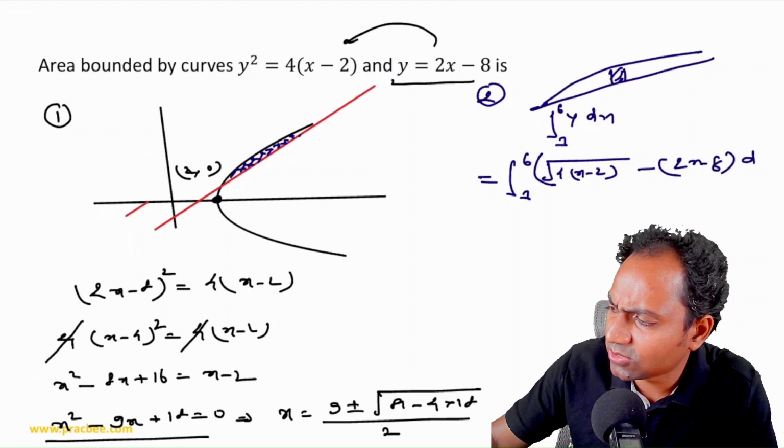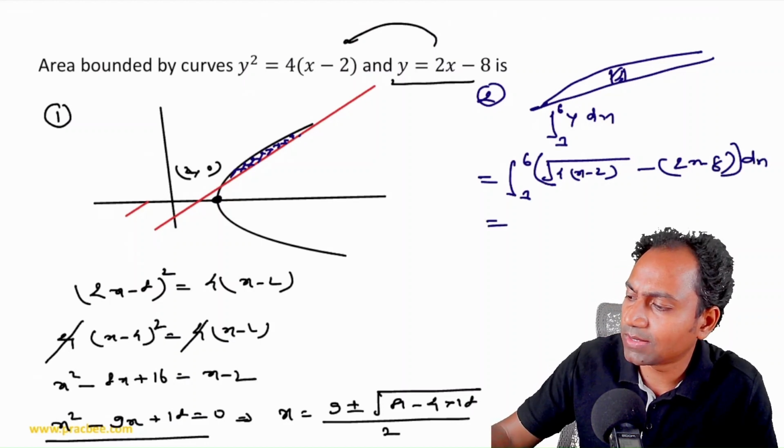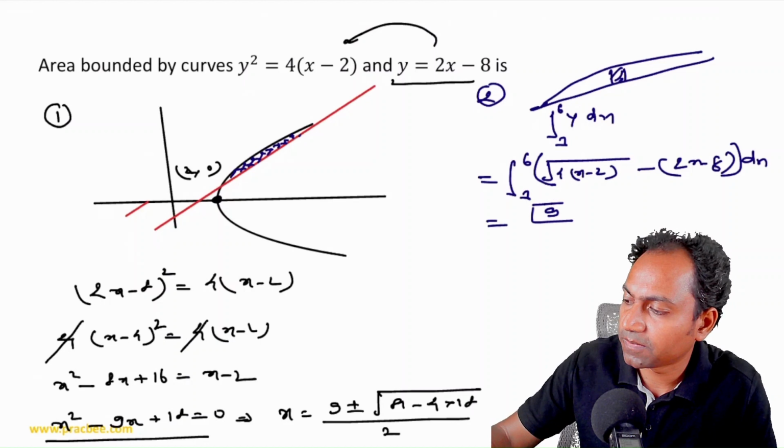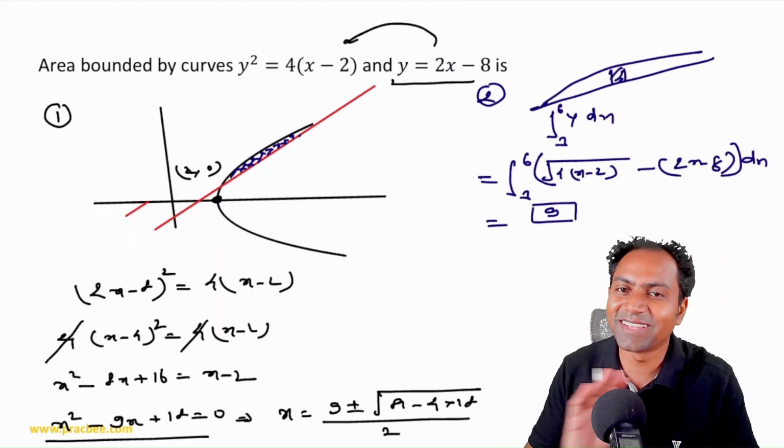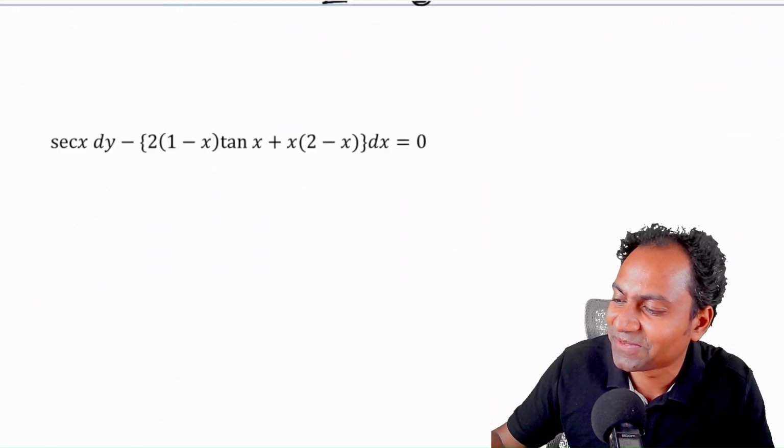Now this integration is also very simple. You can do and find the answer. The answer comes out to be nothing but 9. Extremely simple question based on class 12th mathematics. Nothing JEE related is required in this question.